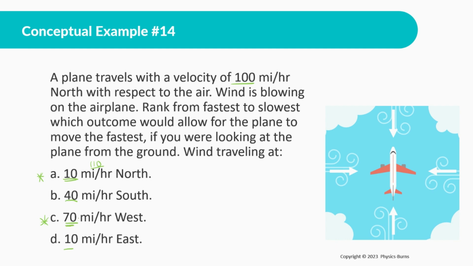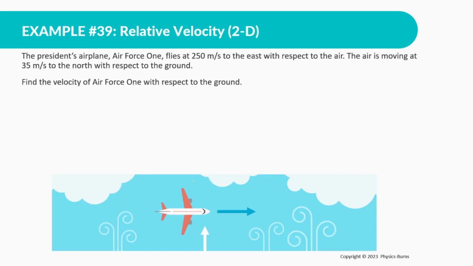And maybe we don't know what C is, so maybe we could do a quick Pythagorean theorem. So I'm going to do the square root of 100 squared plus 70 squared, and then you get about 122. Okay, so we can see that the fastest speed is actually C. So fastest is C, and then A, and then D, and the last is going to be B because it's going against the motion of the plane. Okay. All right, moving on.